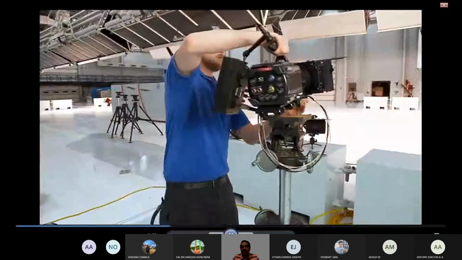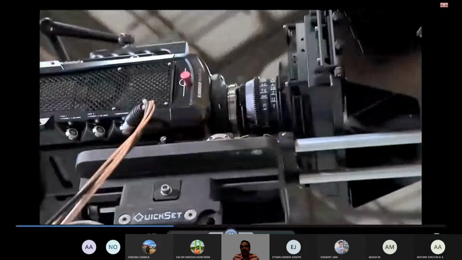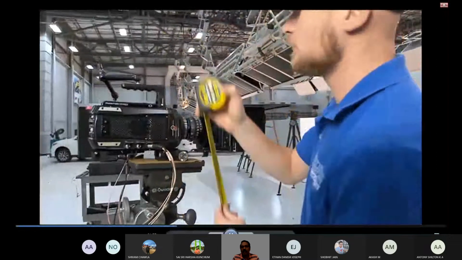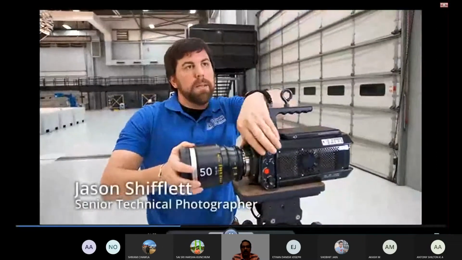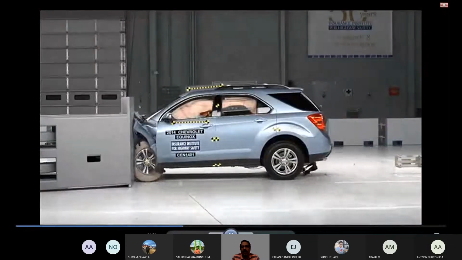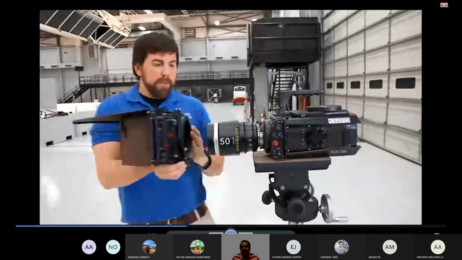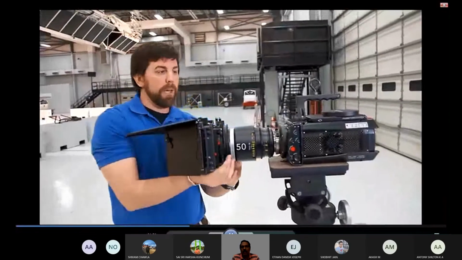For each test, we have a set of predetermined positions for all of our digital imagers. We want to make sure we're getting the exact same shot that we got the last time we ran this test, so we can compare vehicle to vehicle if we need to, but it also makes sure that we're consistent with all the footage that we get.